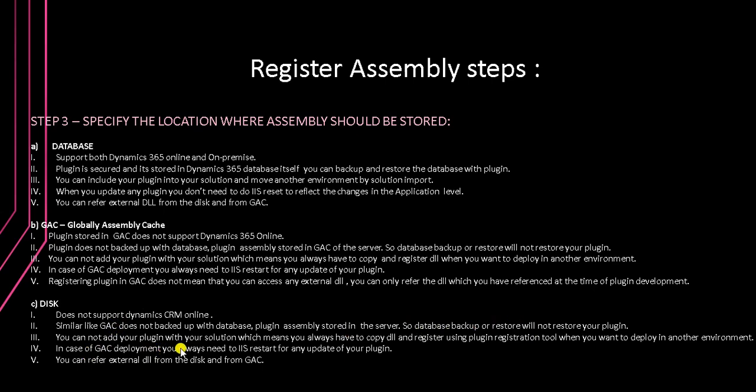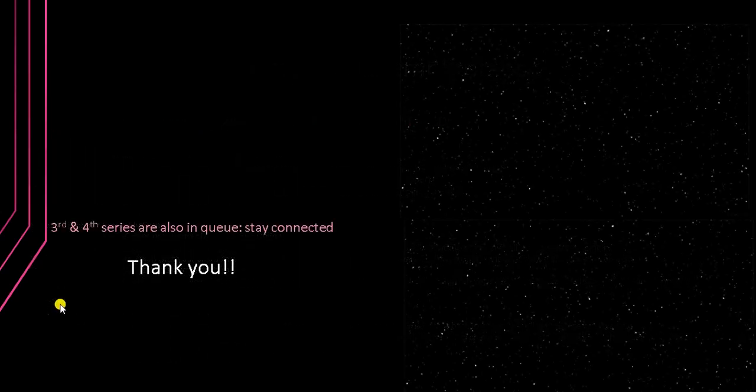You cannot add your plugin with your solution, which means you always have to copy the DLL and register using the plugin registration tool when you want to deploy it to another environment. The same thing applies because I'm saving inside a disk. In case of disk deployment, you always need to restart for any update of your plugin. So again, same as GAC. You can refer external DLL from the disk and from the GAC if I'm storing my plugin inside disk.